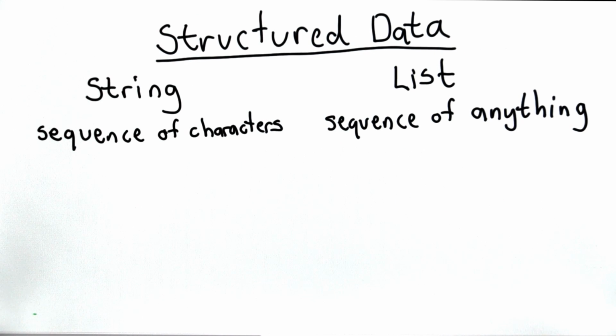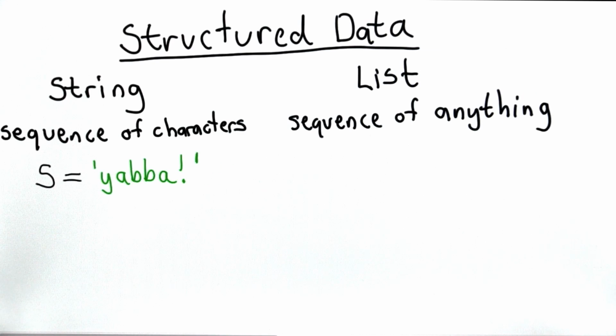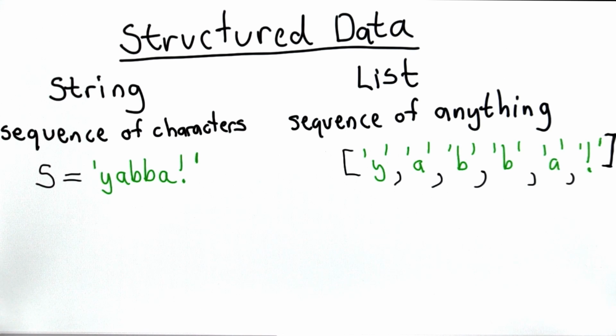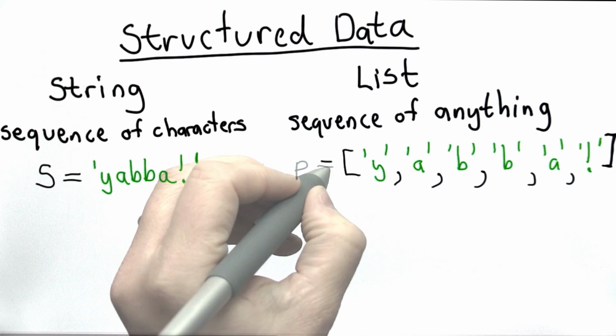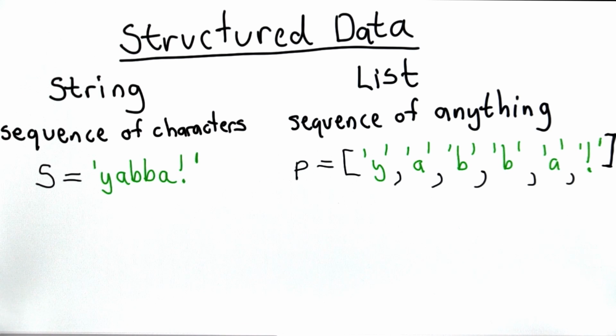When we created a string, we just put a sequence of characters surrounded by either single or double quotes. So here's an example of a string, and we could store that string in a variable by using an assignment. With a list, instead of using quotes to identify the list, we use square brackets, and the elements are separated by commas. And just like with a string, we can assign the list that we created to a variable. So we'll store that list in the variable p.